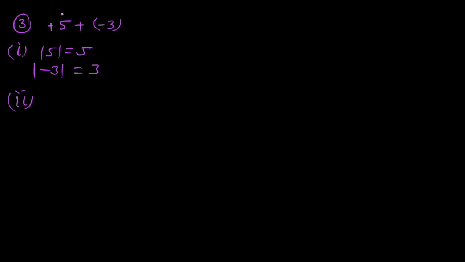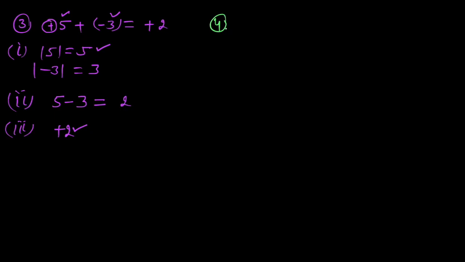Why? Because 5 is positive, 3 is negative. Both of the numbers have opposite signs. In that case, you will subtract the smaller absolute value from the bigger one. So 5 minus 3 is 2. Now, what is the sign of my answer? My answer in this case will be positive 2. Why? Because the bigger absolute value is 5 and 5 is a positive number, so the answer is also going to be a positive number. So what is my answer for this problem? Positive 2. Okay. Now let's take another example.